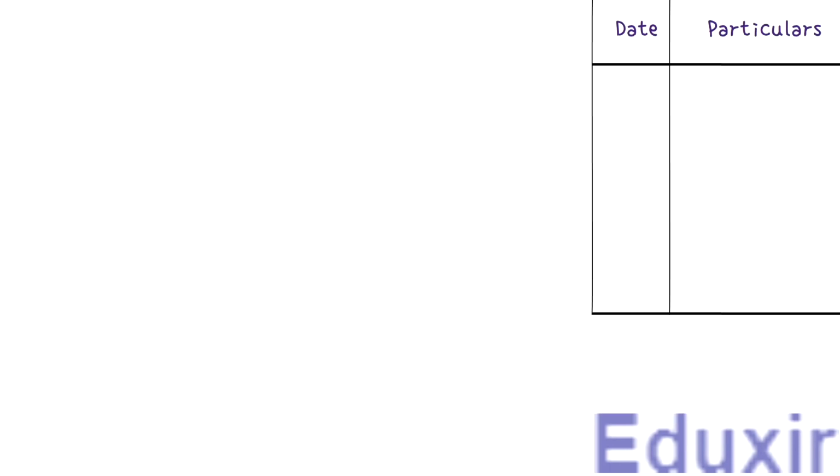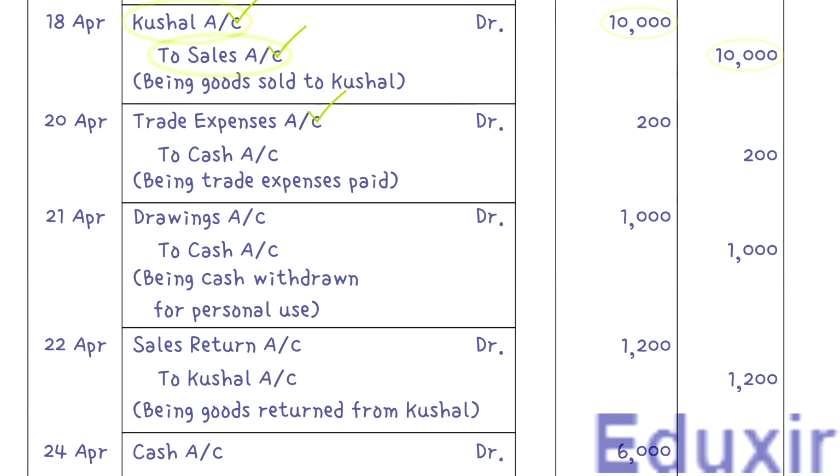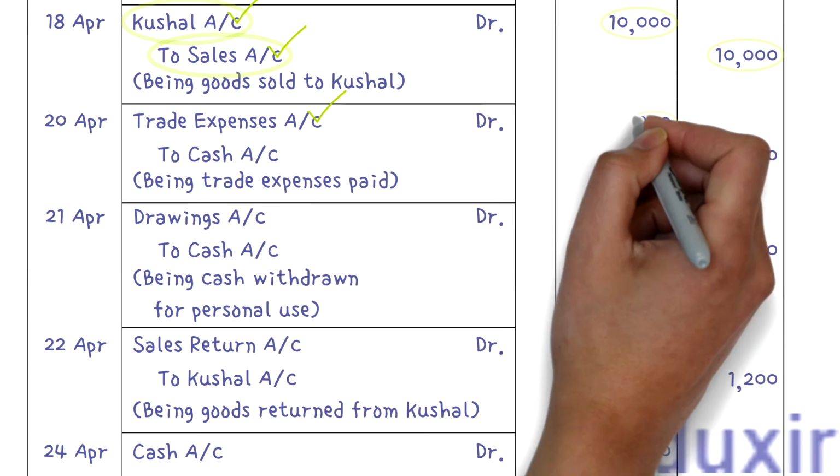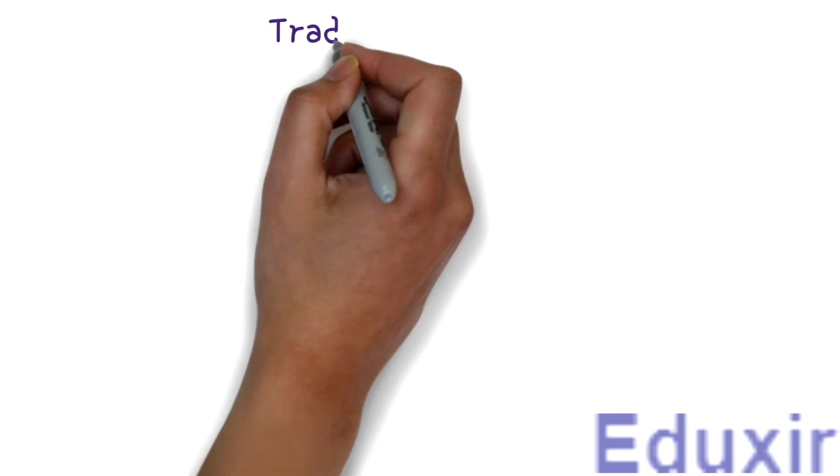Let us now take up the next entry. As the name suggests, it needs to be posted on the debit side of trade expenses account and the debit amount is 200 rupees. Note that the details that need to be posted into the particulars column is cash account. For posting this entry, we need to create a ledger account for trade expenses as it is not yet created. Let us first write the title as trade expenses account.